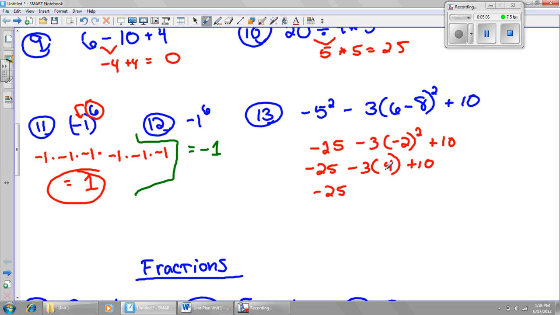Negative 3 times 4, negative 12, plus 10. I'll go left to right with subtraction, get negative 37 plus 10, and that'll equal negative 27.